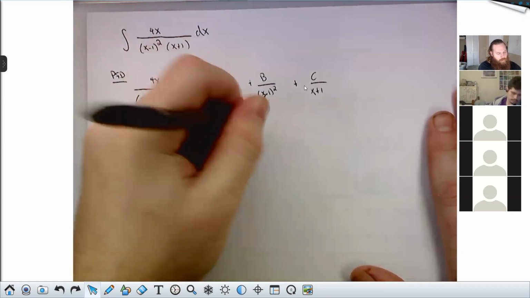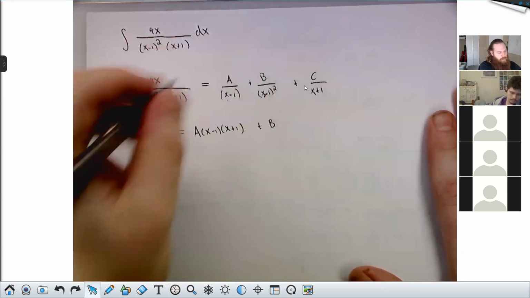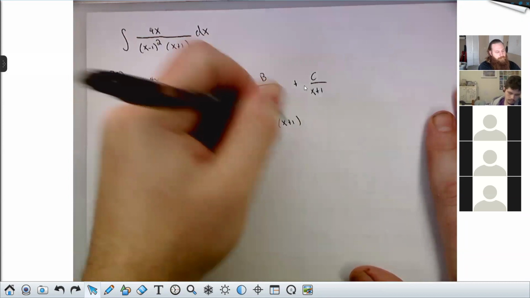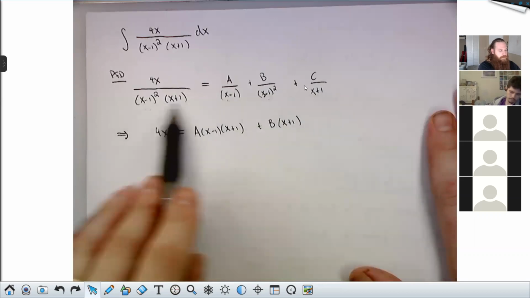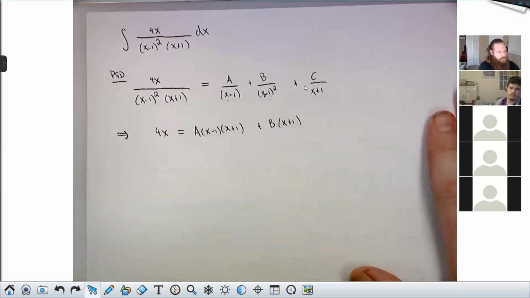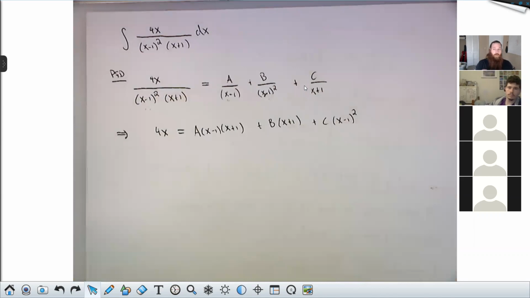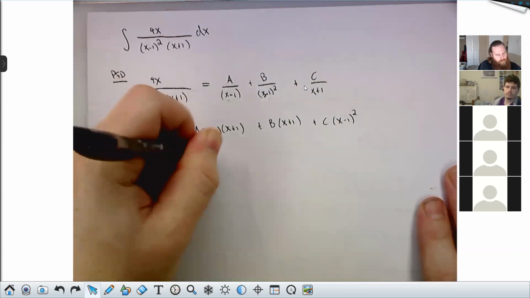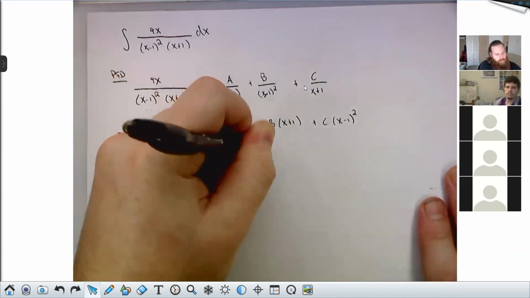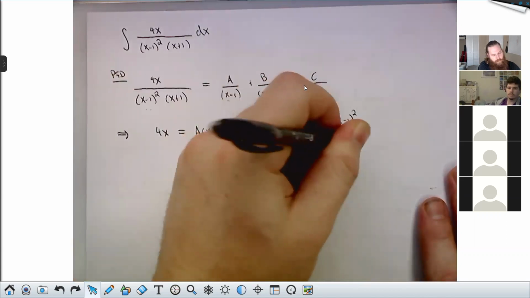If I multiply b over x minus 1 squared by x minus 1 squared times x plus 1, the x minus 1 squareds will cancel perfectly, and I'll just get b times x plus 1. And if I multiply c over x plus 1 by this denominator, the x plus 1s will cancel, and I'll just get x minus 1 squared. Now we're going to blow everything apart, combine like terms, and equate coefficients. This is a times x squared minus 1 plus b times x plus 1 plus c times x squared minus 2x plus 1.